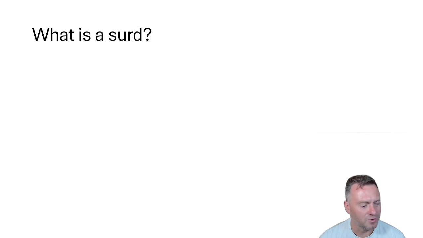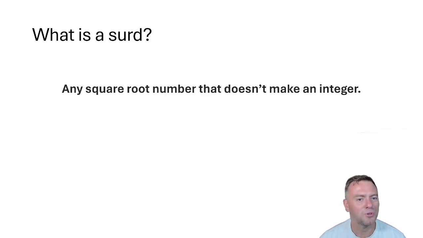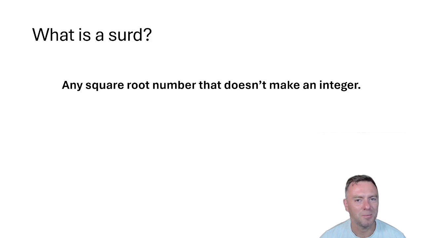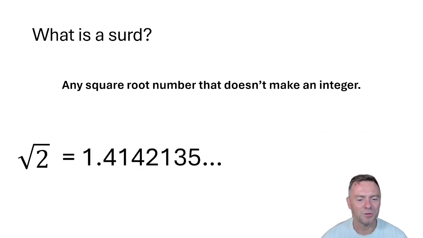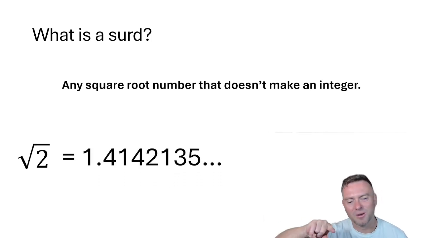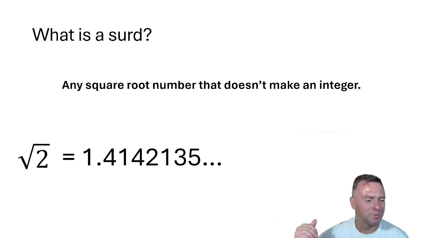Cool. Now just a quick little recap on what surds are. Hopefully you remember this. A surd is a square root number that does not make an integer. For example, the square root of 2, hopefully you remember the example where we put that in, and it was 1.414213 and so on, and that went on and on. And that's why it's called an irrational number. It never has a set pattern inside of it.